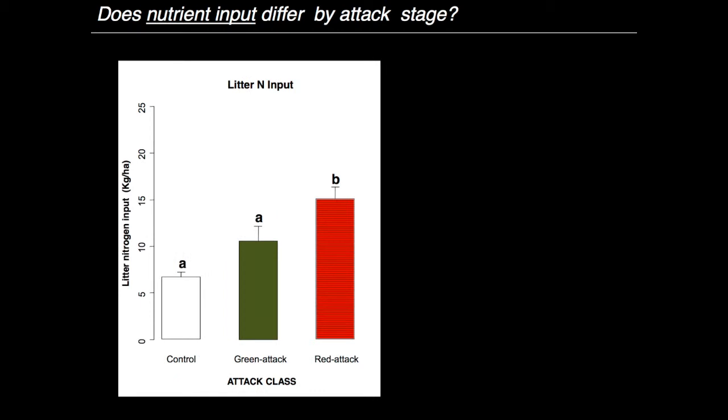Although the amount of nitrogen in the litter did not vary between the stand groups, we did see that when we multiplied the concentration of nitrogen in the litter by its amount coming in, there definitely was a difference in the amount of input in the system there.